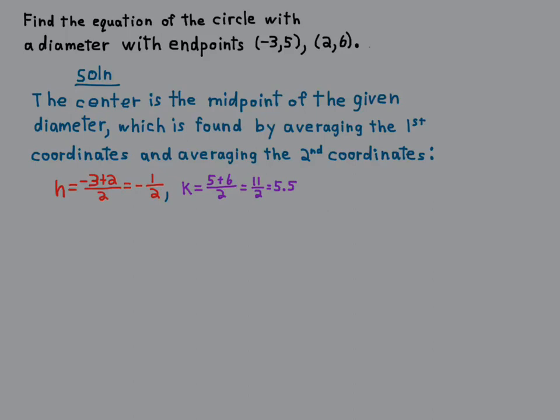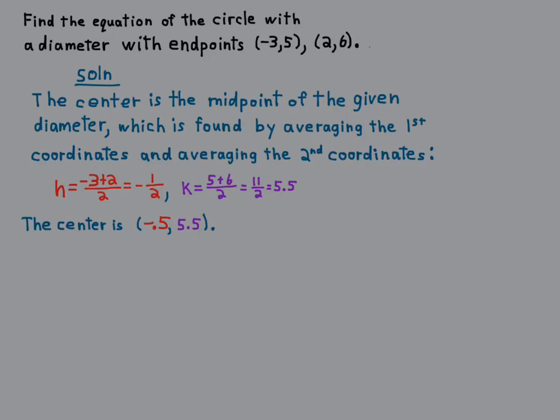I wrote that as 5.5 just because it's easier to type in when you go online and you have to type in your answer. The decimals are often easier, but as long as it's a simple decimal and it's not a repeating decimal or something like a third, in which case I would leave it in fractional form. But for this one, it was just easier to type out as 5.5, so that's why I wrote it that way. So the center is -0.5, 5.5.